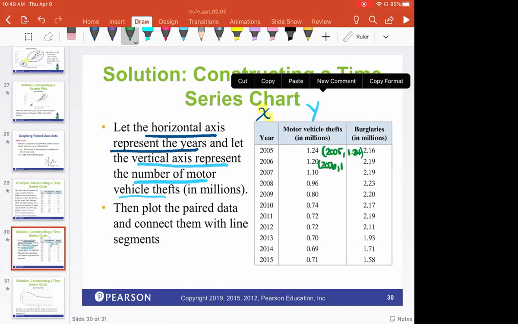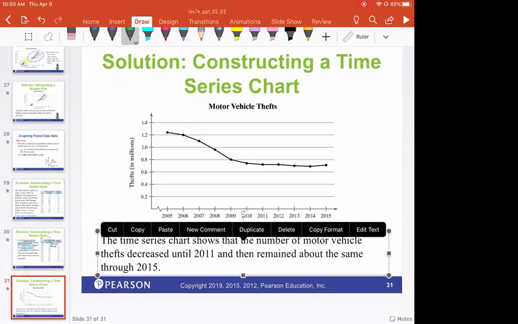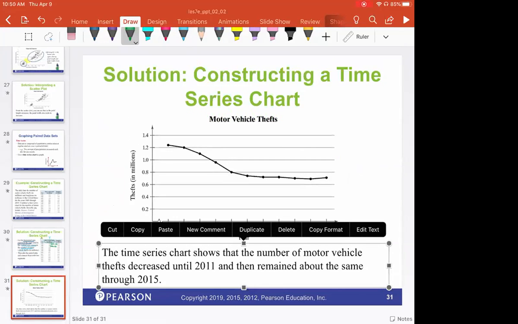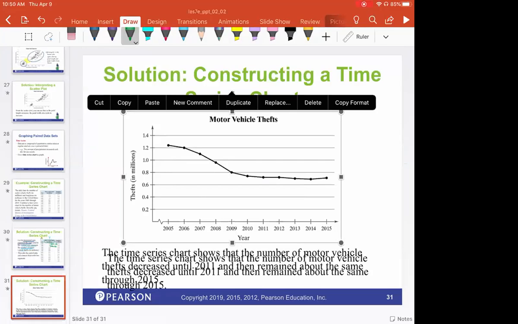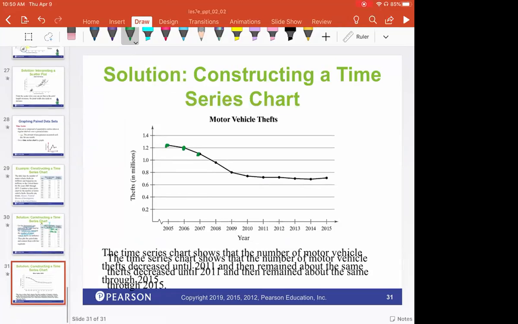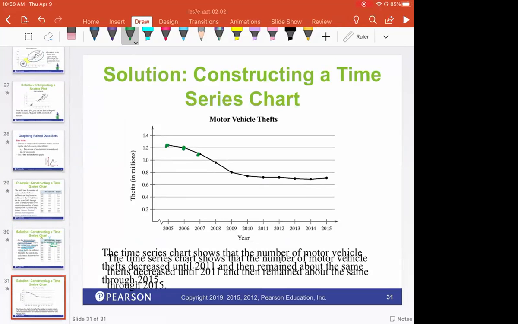2006 and 1.20. So each one of these will be a point in our graph, since we're trying to make a summary for motor vehicle thefts. And that's what we have here. Each one of these was a point that we plotted from our previous chart. So I'll put here for 2005, for 2006. And as we see, as the years have continued, there have been fewer thefts. And then from there, you can make your own conclusion as to why that is, what happened.